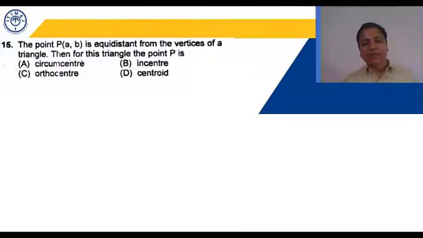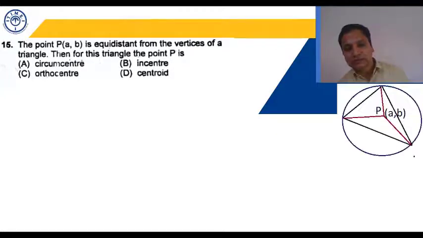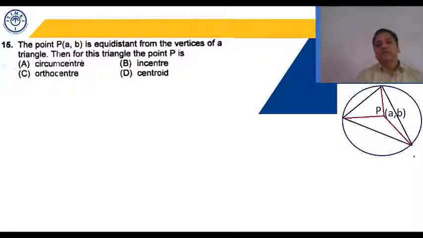You remember that if a triangle is a right angle triangle, then the midpoint of the hypotenuse is equidistant from all the three vertices. That is the circumcenter for that. So do we get a clue, a hint from this? If the point P(a, b) is equidistant from the vertices of a triangle, then for this triangle the point P is what? That means if we take P as center and join all the three vertices, all the three lines are equal. Just see the diagram. We have taken P as center, its coordinate is (a, b), let's assume.